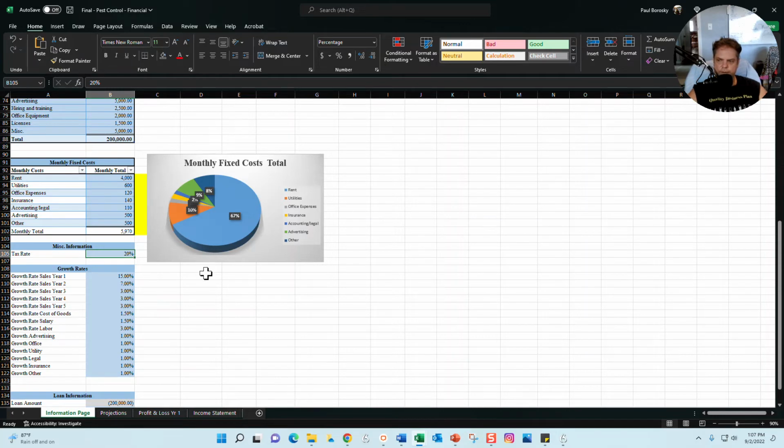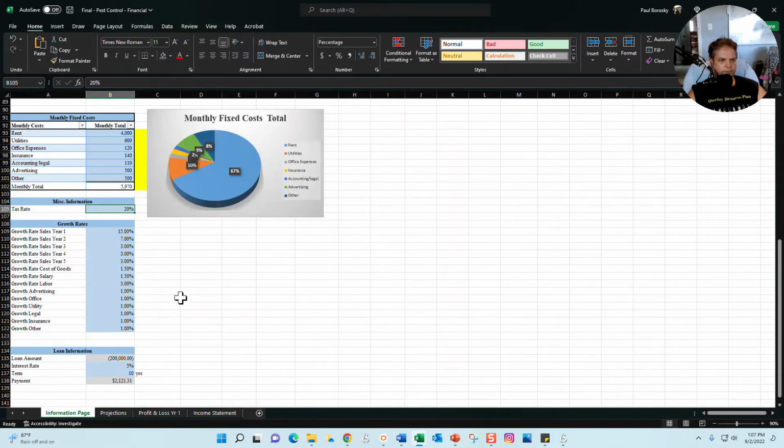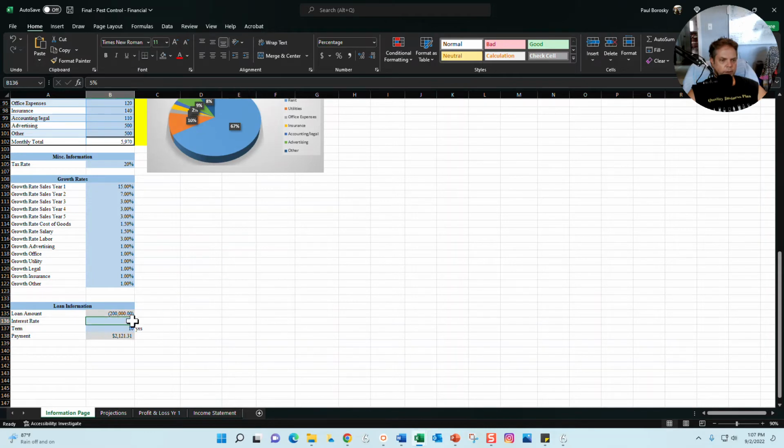Miscellaneous information. This is focused on your tax rate. And then growth rates. The first 5 lines for the growth rates are your sales for each year. And then following that is just growth rates for your various costs. And finally, it's going to be your loan information.